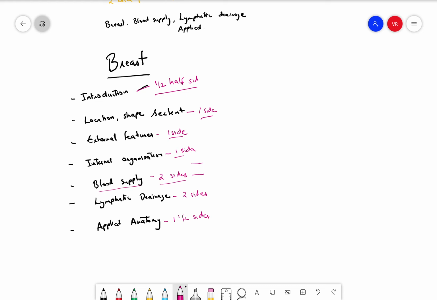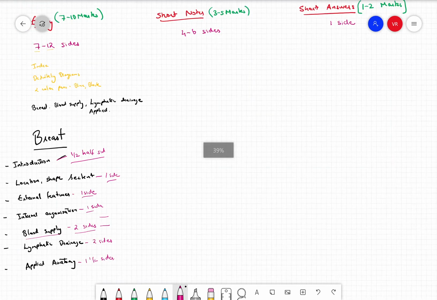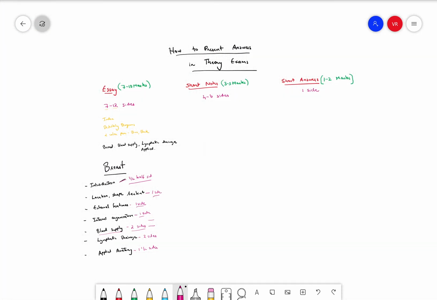draw more diagrams in case of anatomy, more flowcharts in case of pathology and physiology. Basically, if you make the person who's going to correct the papers work more easily, he's going to be tempted to give you more marks. If you make him work and search for all the answers in your answer sheet, then he's going to hesitate in giving you marks.